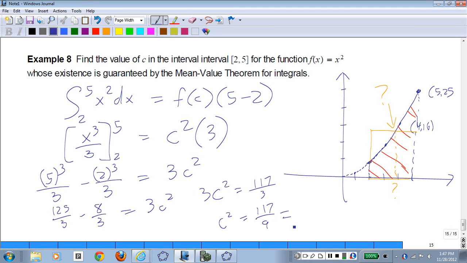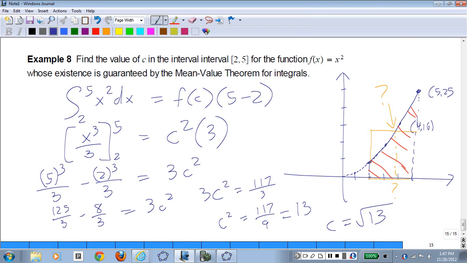And 117 has got to be divisible by 9, because 1 plus 1 plus 7 is 9, which is divisible by 9. So 9 goes into that 13 times. So c squared equals 13. C is the positive square root of 13.